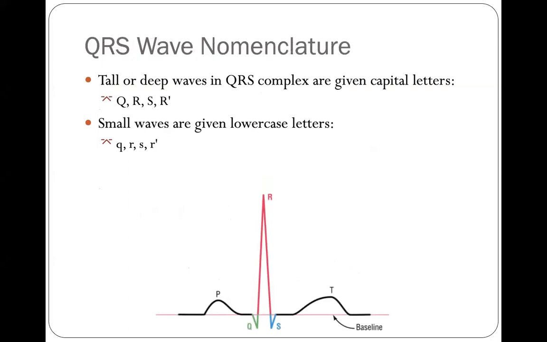We do have a nomenclature, or the way that we write or label QRS complexes when you're notating them. Tall or deep QRS complexes are given capital letters, and small ones are given lowercase letters. So if we have a little q, big R, big S, we would expect to see a small Q wave with a big R wave and a big S wave. So whether you're using capital letters or lowercase letters tells us the size we're expecting in terms of amplitude.